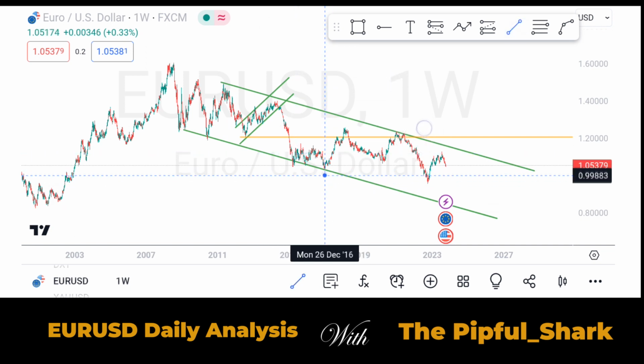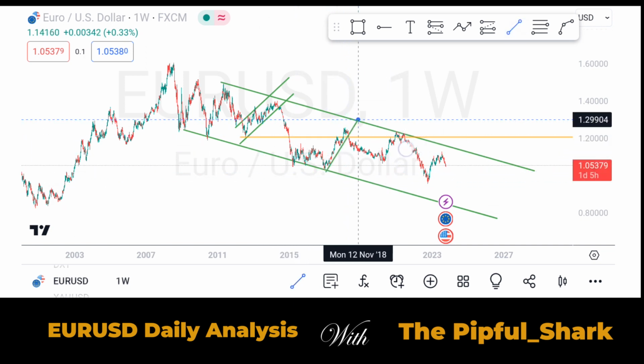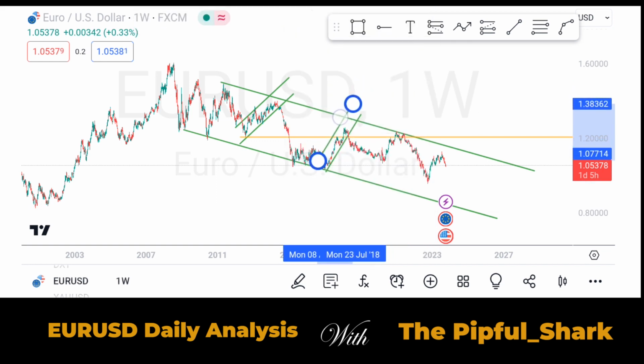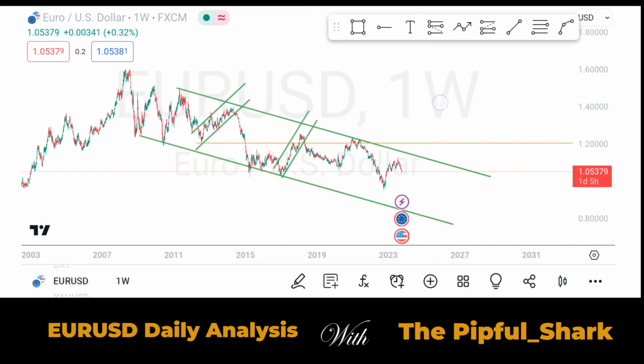So there is another flag over here. If you notice, there is another flag over here. We want to clone this so that the flag is very clear. Then we also have another flag over here.